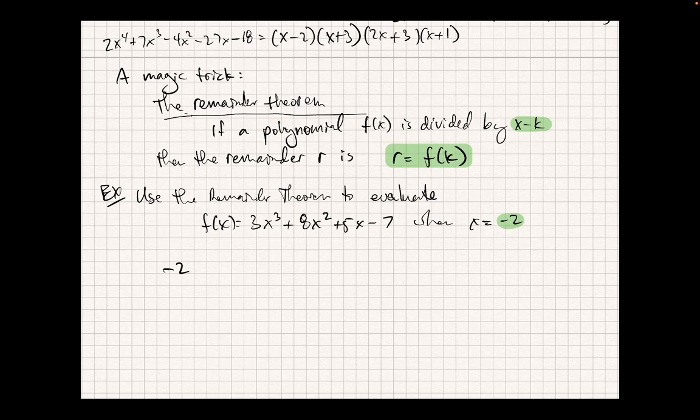X cubed. No, my coefficients. I'm making my synthetic division. Yes. 3, 8, 5, minus 7. All right, let's do this. Let's do the super fast mode, speed run mode.